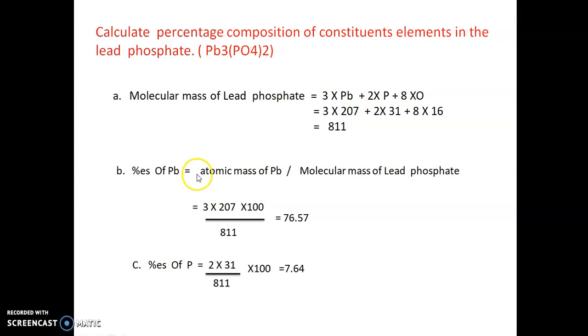Next step is to calculate the percentage of Pb first. For that we consider the ratio of the atomic mass of lead to the molecular mass of lead phosphate. So it comes out to be 76.57. Now we have to calculate the percentage of phosphorus. Again using this formula, we take 31 for phosphorus, so that it comes out to be 7.64.